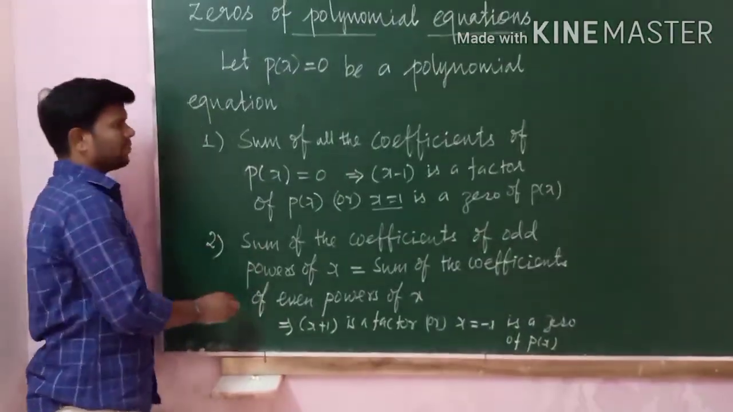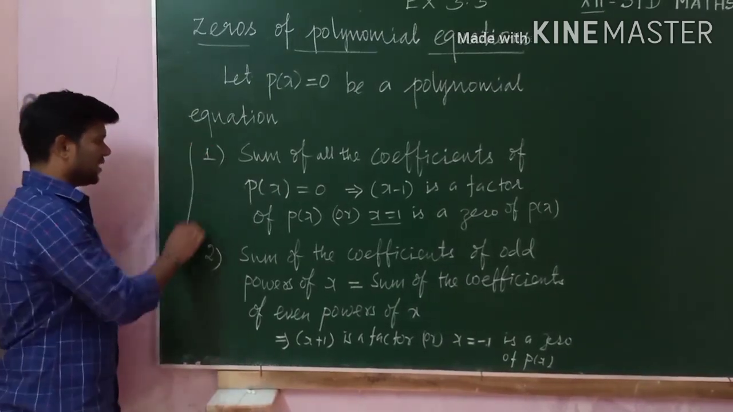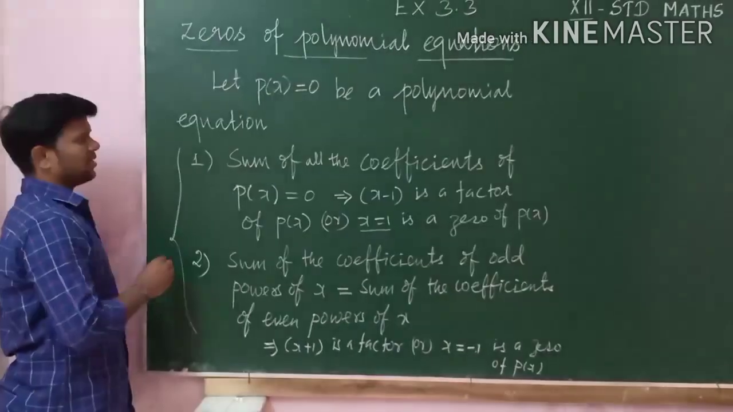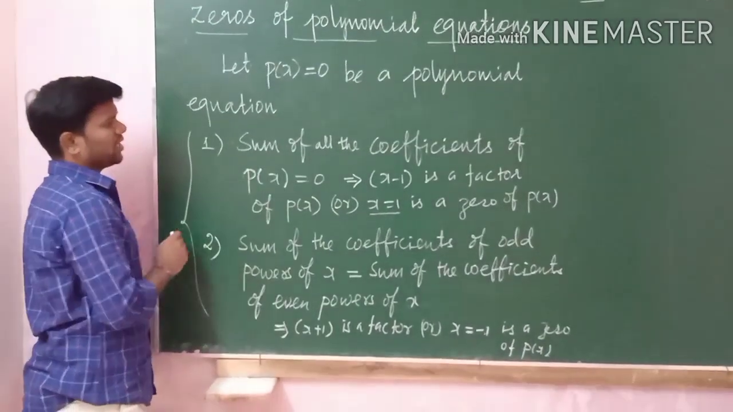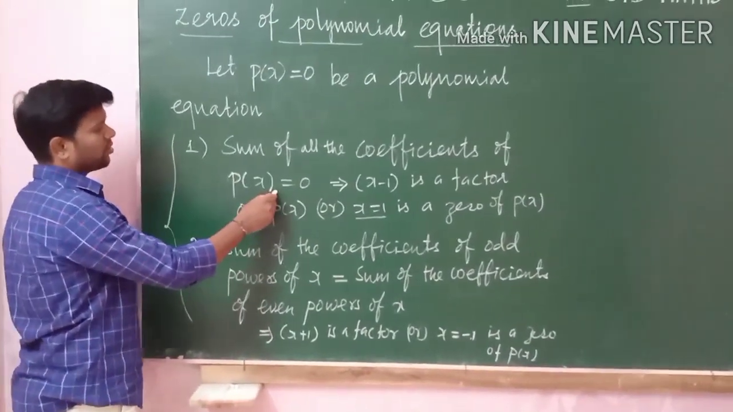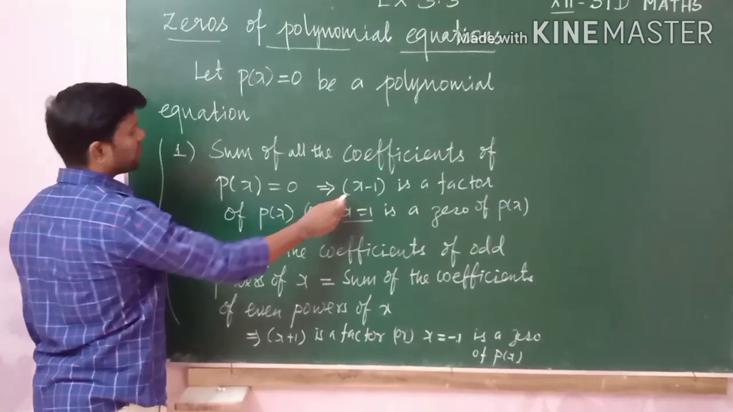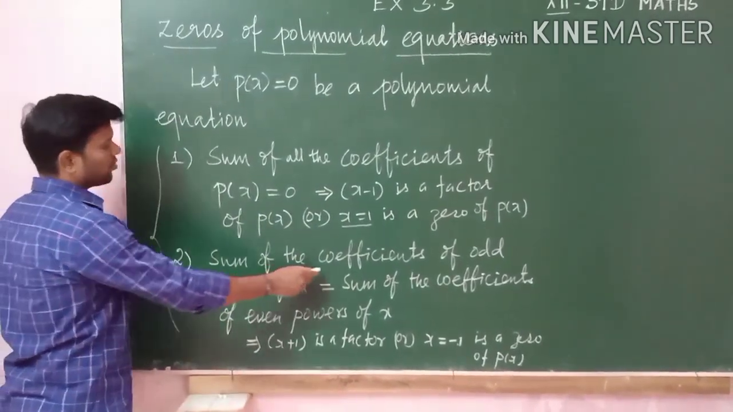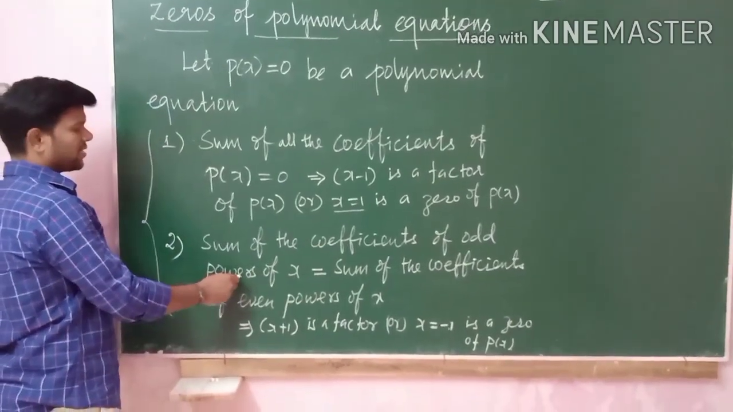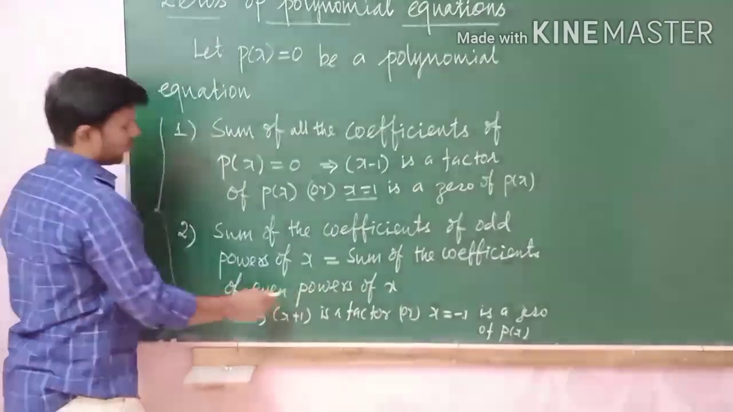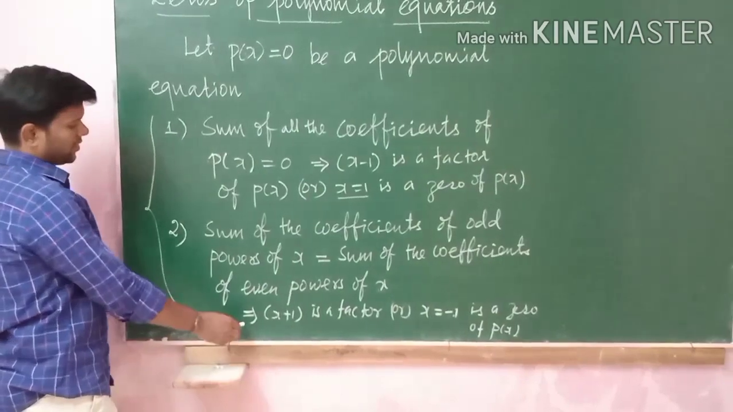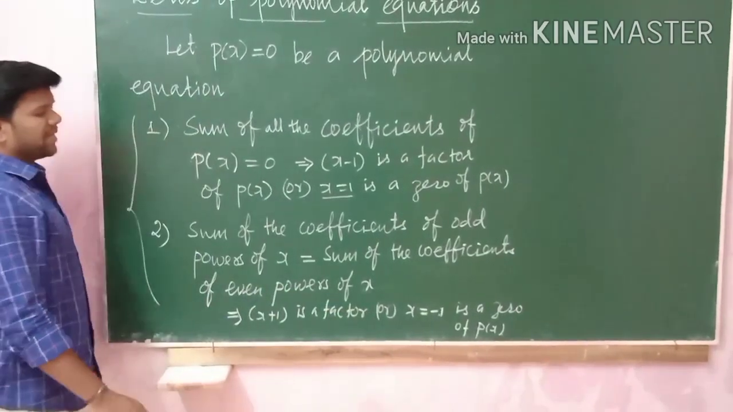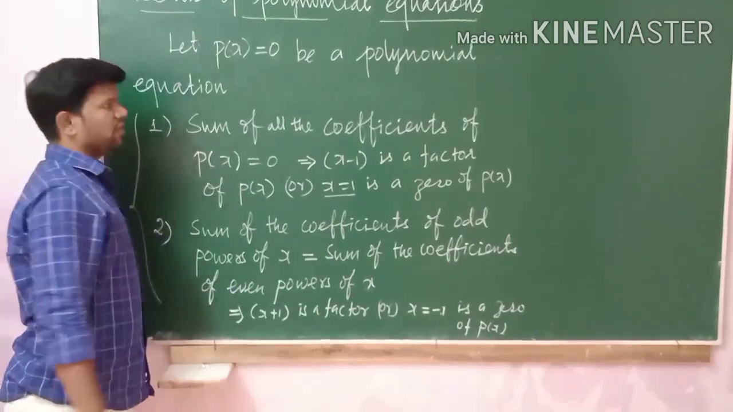So these two properties we studied in 10th standard itself. So again we are studying this. So just recall this. First one, sum of the coefficients of p of x equal to 0, then what? x minus 1 is a factor, or x is equal to 1 is a 0. And next one, sum of the coefficients of odd powers of x equal to sum of the coefficients of even powers of x, which implies x plus 1 is a factor, or x is equal to minus 1 is a 0 of p of x.